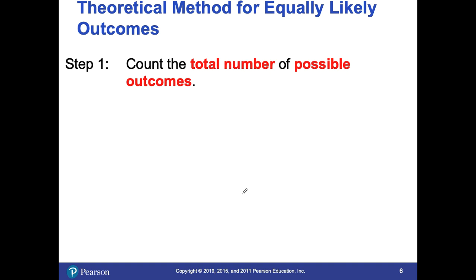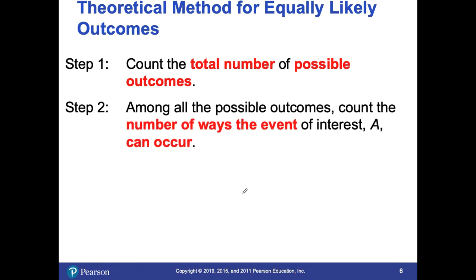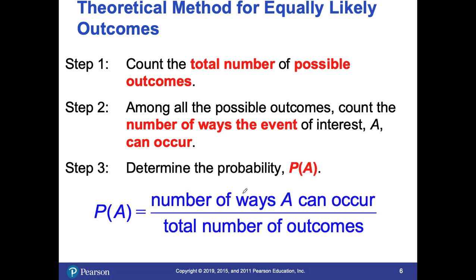So step one would be count the total number of possible outcomes. Step two, among all the possible outcomes, count the number of ways the event of interest A can occur. And then we determine the probability. The way we do that is you take the number of ways that A could occur. So that's actually step two. So step two goes here in the numerator, and then step one goes here in the denominator.